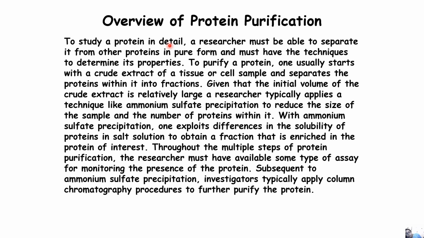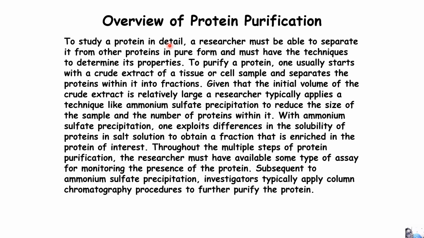To purify a protein, one usually will start with a crude extract of a tissue or a cell sample, and separate the proteins within it into fractions. Now, it's given that the initial volume of the crude extract is relatively large. A researcher will typically apply a technique like ammonium sulfate precipitation to reduce the size of the sample and the number of proteins within it.